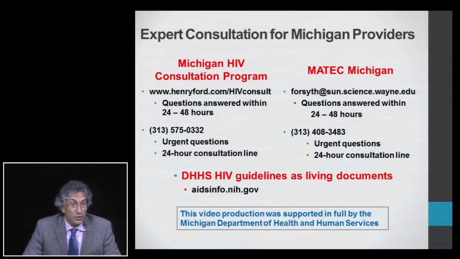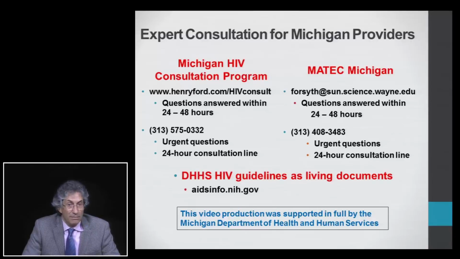To help persons who are new to treatment along in that path, MDHHS has several options for you. There's expert consultation for Michigan providers through the Michigan HIV Consultation Program, newly developed at Henry Ford Hospital. They have a great website on which you can access many, many guidelines and also pose your questions that will be returned within 1 or 2 business days. And they have an urgent helpline for 24-hour questions for urgent situations, such as a PEP event, an exposure that might require PEP, or recently diagnosed pregnancy where there's some urgency in getting the person into care.